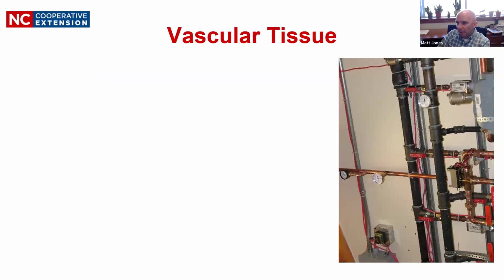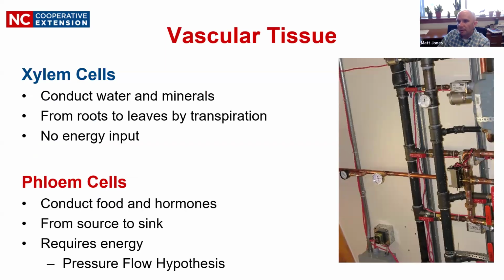We addressed this some in the last lecture, but to review, xylem cells transport water. It's more or less one way through transpiration, with no energetic input from the plants. Water moves from soil to roots, up the stem, out the leaves, into the atmosphere.